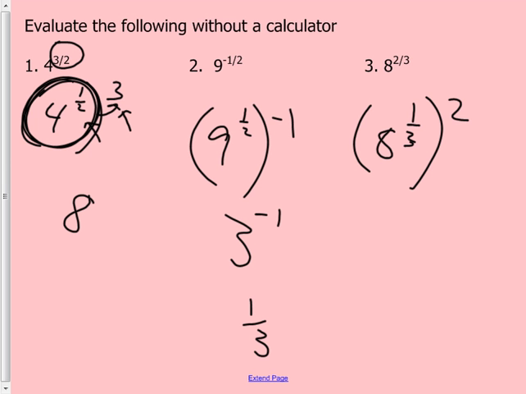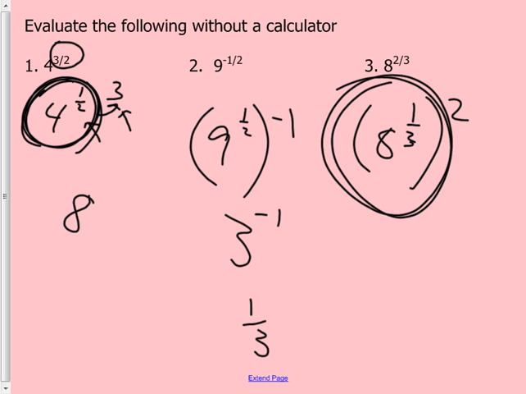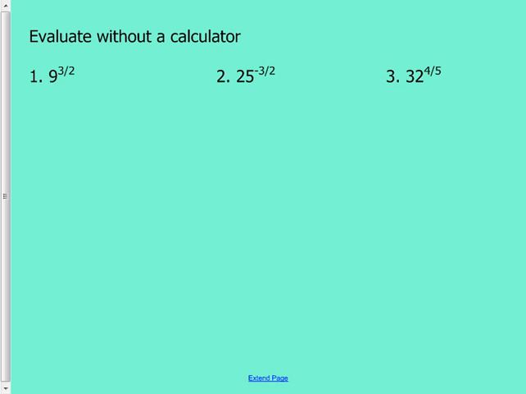Okay, this one. 8 to the 1/3 and then squared. What's 8 to the 1/3? And then squared? The answer's 4. Good. All right. Now you try these 3 on the seafoam green page. I'll pause while you work on them.